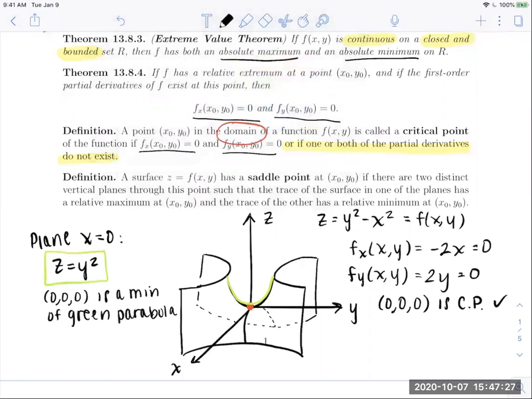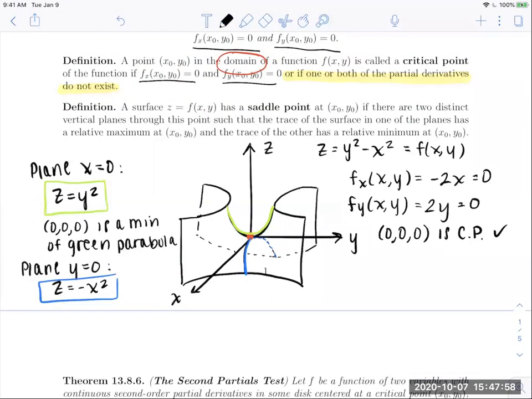All right, what's another plane that we could look at, vertical to that point that slices through? We can look at the plane y equals 0. And so that gives me z equals negative x squared. So let's highlight that in a different color. Let's do blue. That's this other parabola. So I'll box that in blue. And we can see there that the origin is now a maximum of that blue parabola.